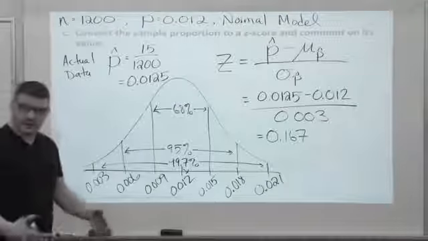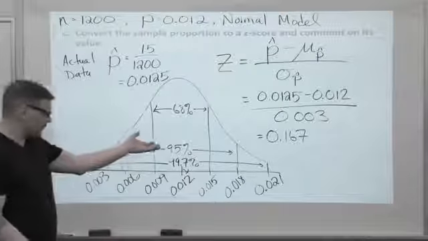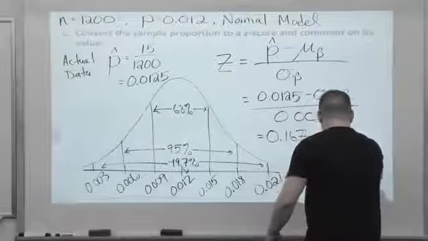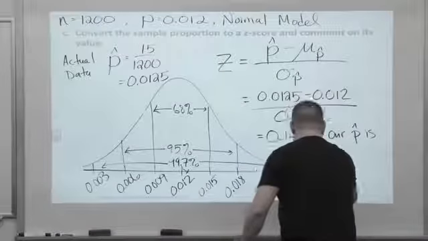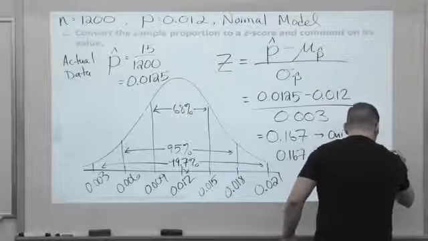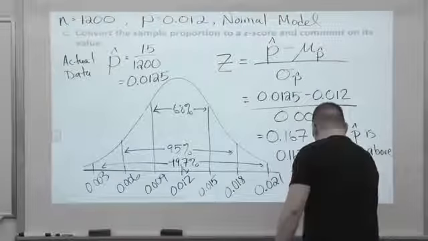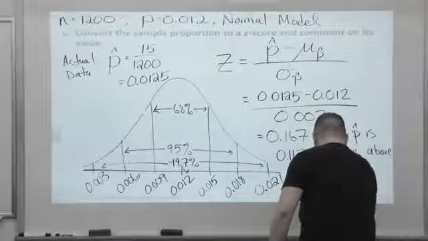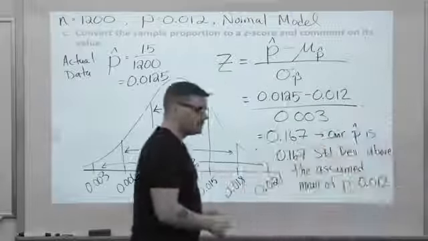What's unusual? More than 2, either direction. What's rare? More than 3. What is this? This is 0.167. So this is telling me that our p-hat is 0.167 standard deviations above the assumed mean. Remember, we assumed, so I'll put above the assumed mean of p equals 0.012.